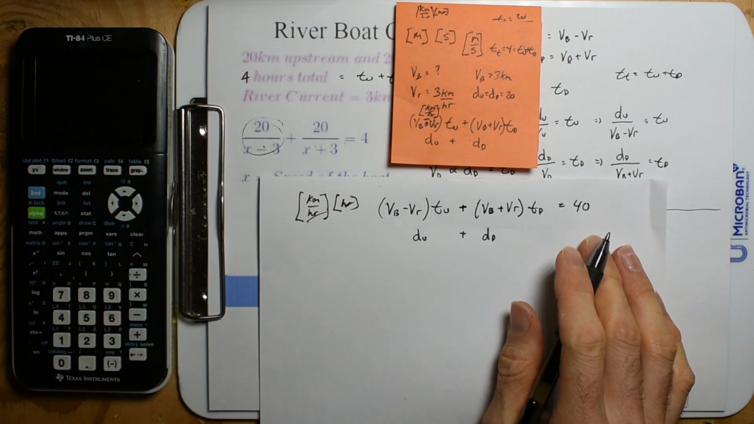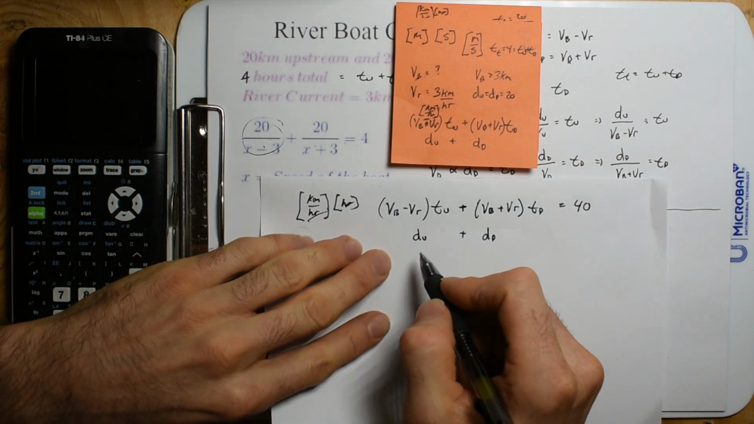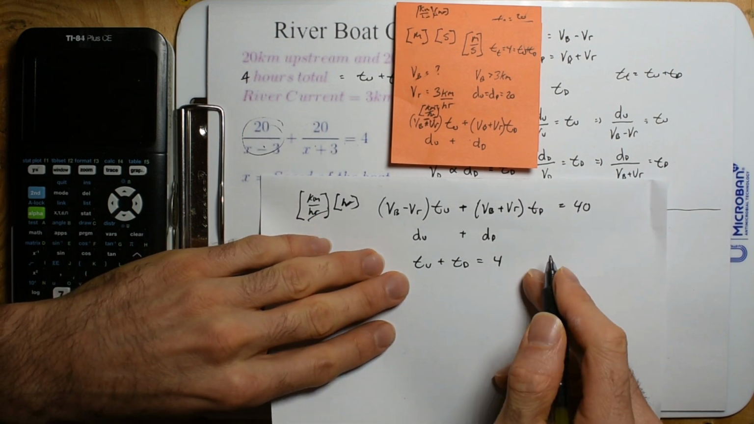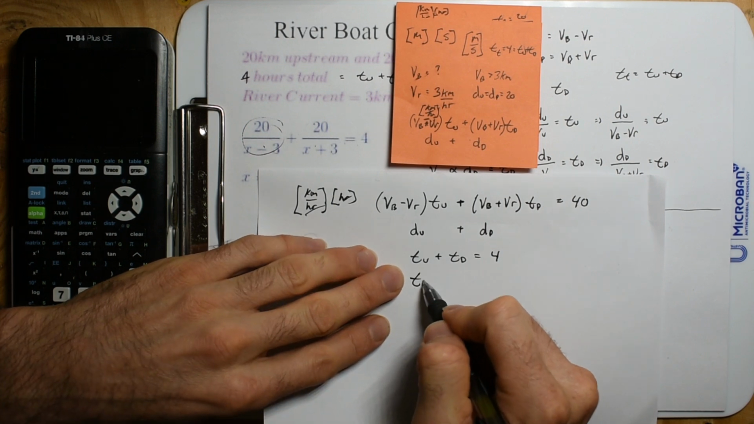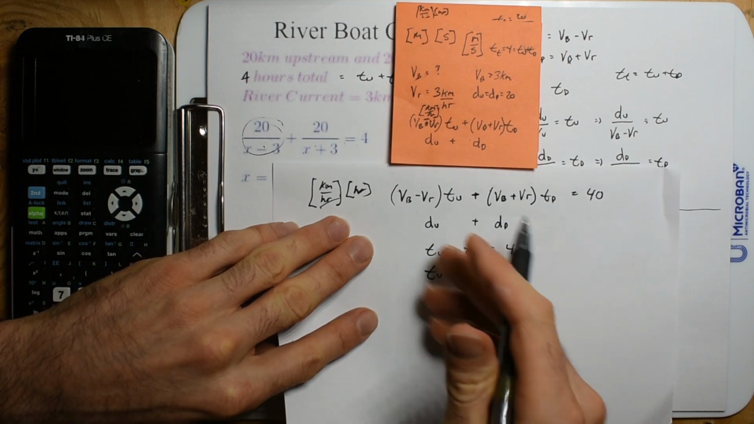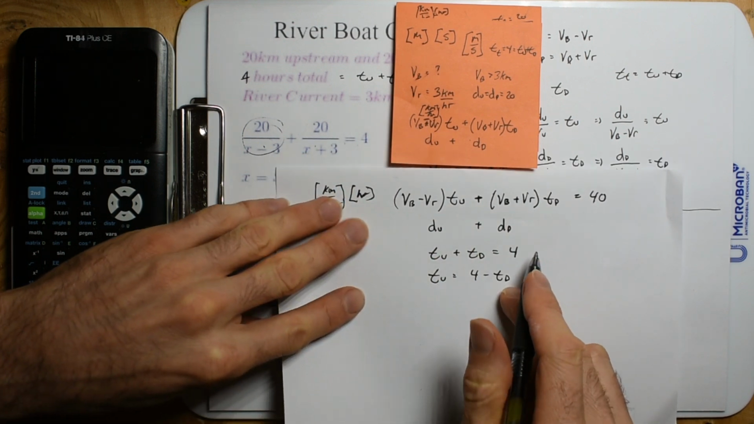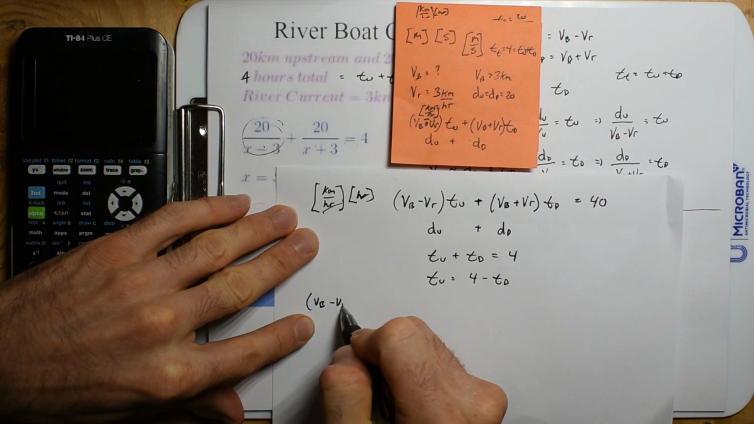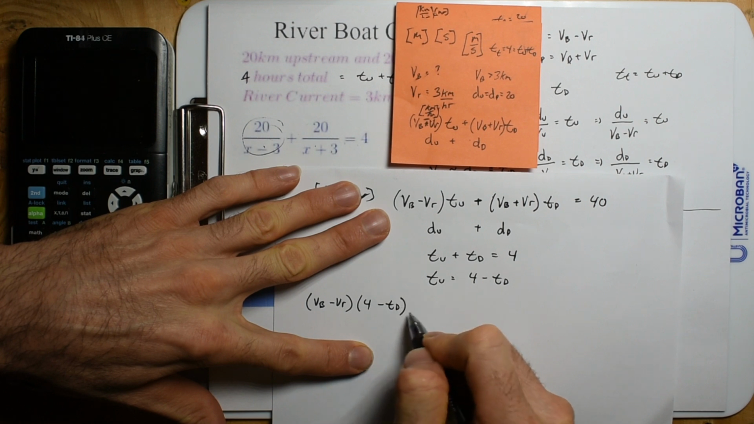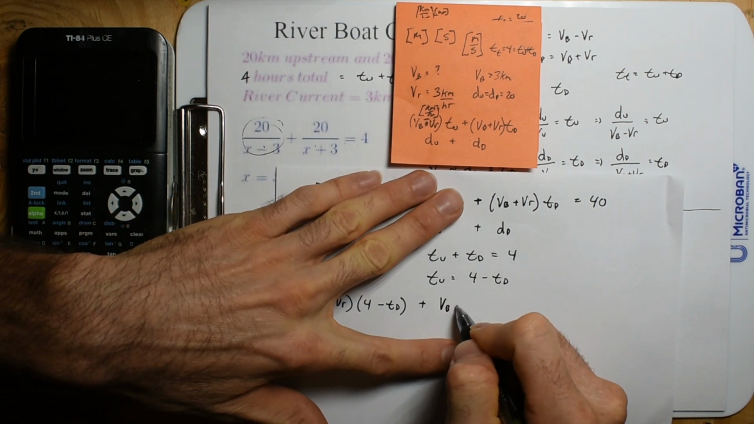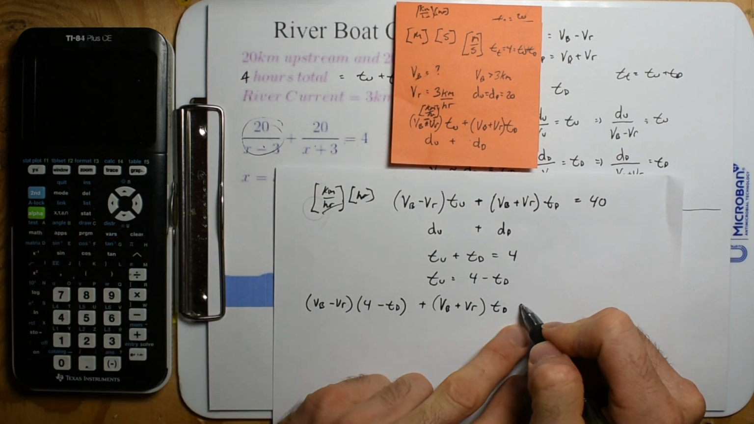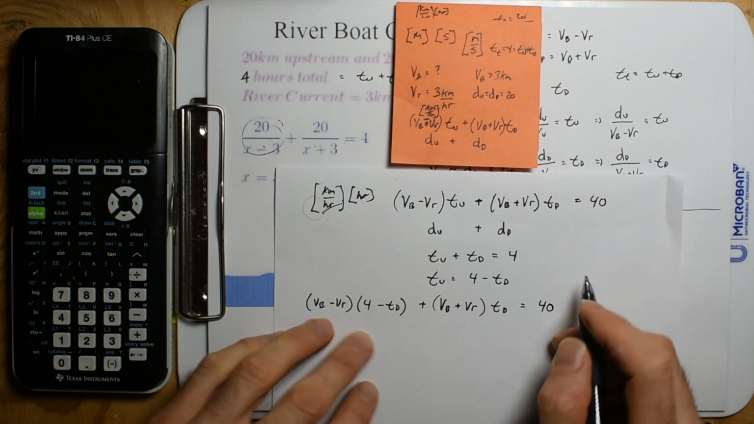And then I think I just used continuity, saying, hey, the time upstream plus the time downstream was equal to 4. And then I could substitute in. So I said, hey, the time upstream is 4 minus the time downstream. It's not as nice as this, but it still gets the job done. So we're going to say the velocity of the boat minus the velocity of the river times 4 minus the time downstream, plus the velocity of the boat plus the velocity of the river times the time downstream is equal to 40.